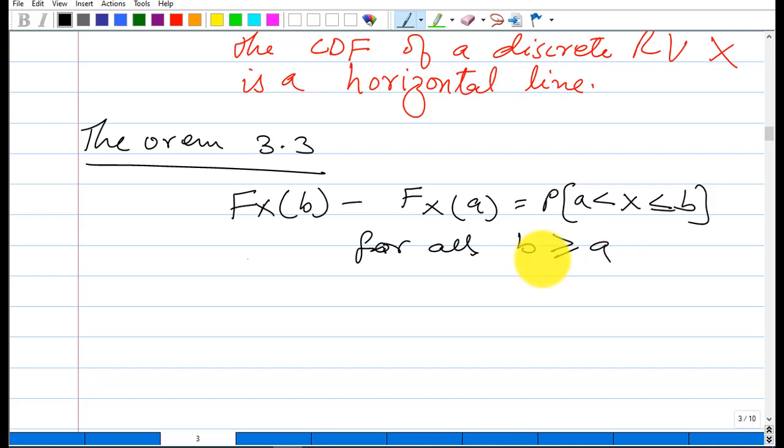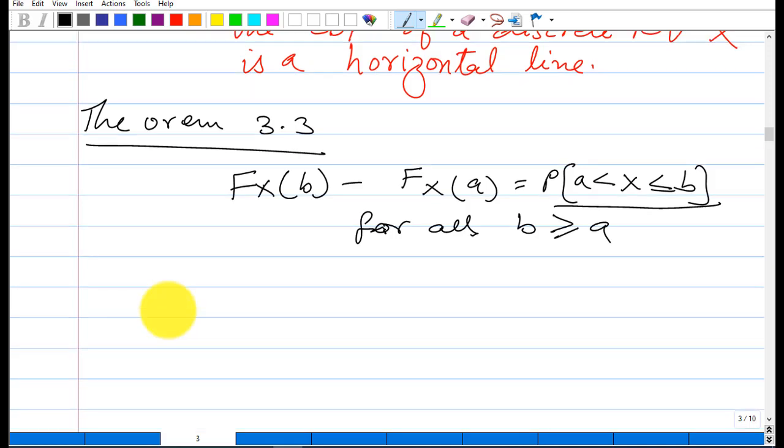So if we have some points, b greater than or equal to a, on the x-axis, and we want to find the probability between these two points, that will be simply finding the probability at the larger point minus the probability at the smaller point. If we take the difference, we will find the probability of that range of this discrete random variable. So let's look at the example.